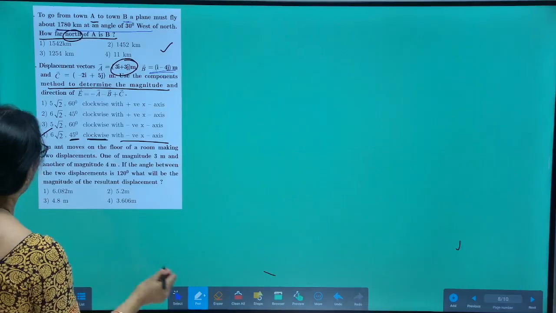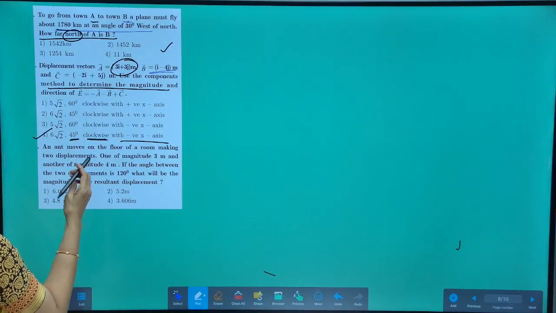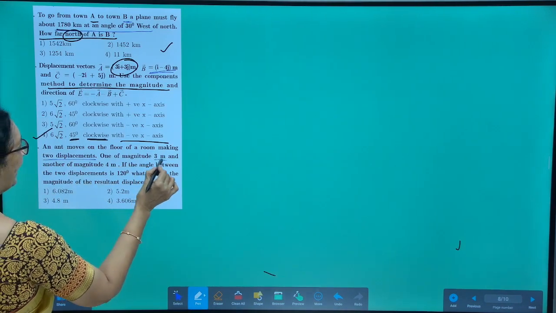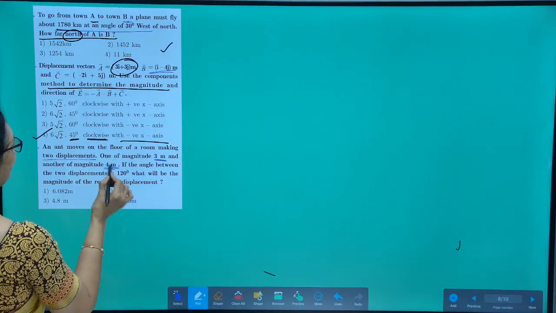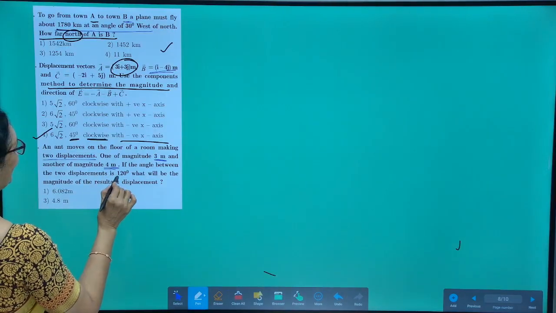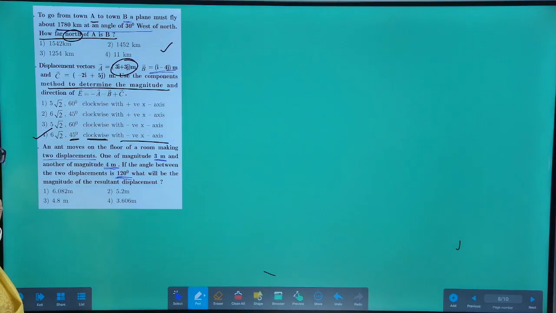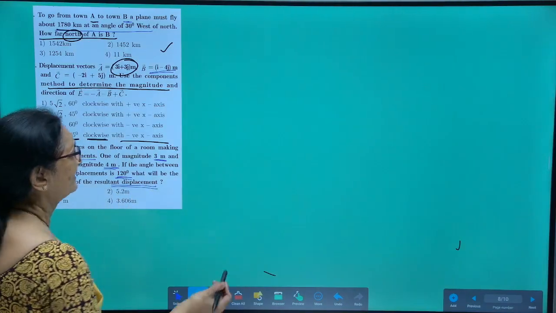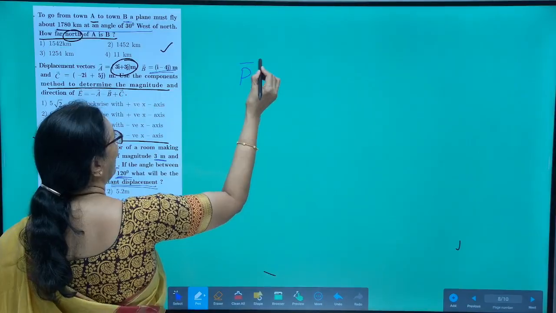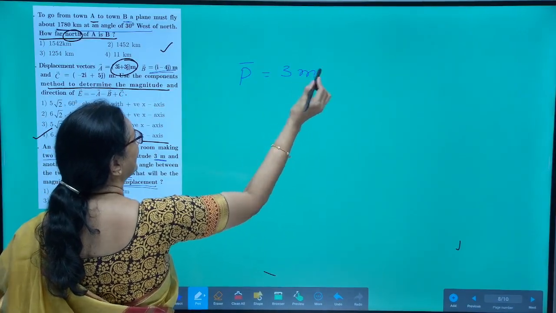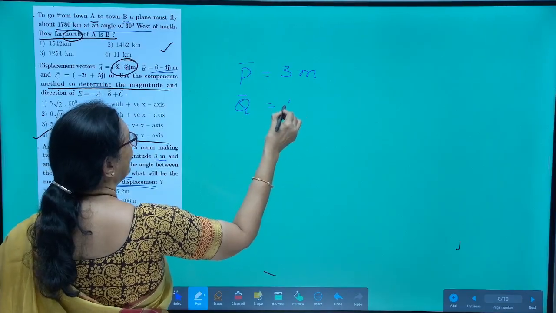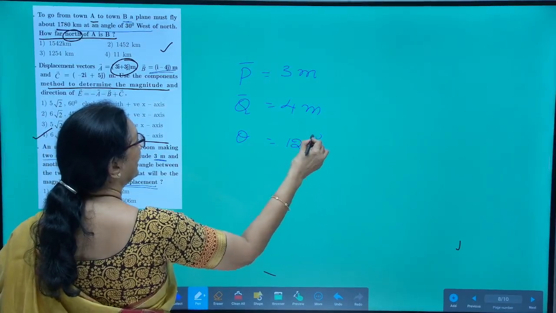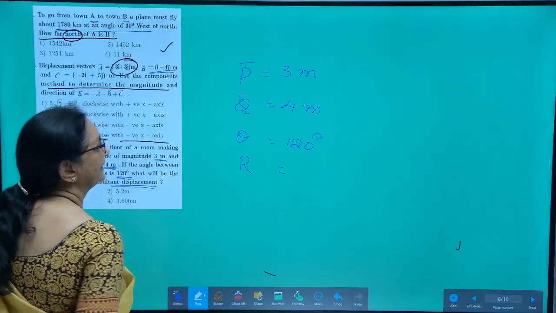Read that problem. Look here. An ant moves on the floor of a room making two displacements, one of magnitude 3 meters, another of magnitude 4 meters. The angle between the two displacements is 120 degrees. What is the magnitude of the resultant displacement? It is simple. One displacement is given as 3 meters, another as 4 meters, the angle between them is 120 degrees. What is the magnitude of the resultant?